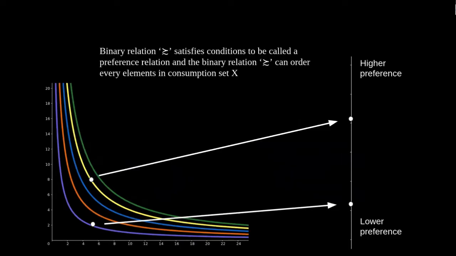If the binary relation satisfies completeness and transitivity, the binary relation is called consumer preference on consumption set X, and every element in the consumption set X can be ordered. There are 2 more axioms you can add to introduce the notion of strict preference and indifference preference.